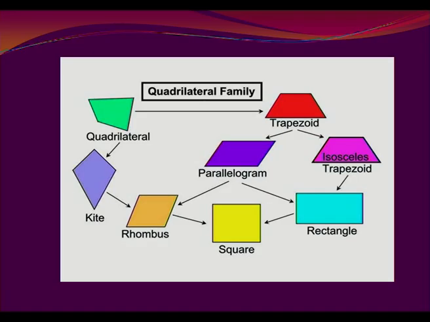So, how the quadrilateral family works, you see: from quadrilateral you get a trapezoid or a trapezium. From parallelogram, you can get rectangle, square, rhombus. These are all parallelograms like that.